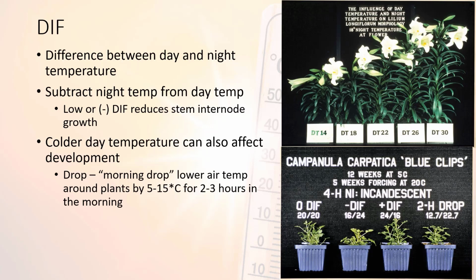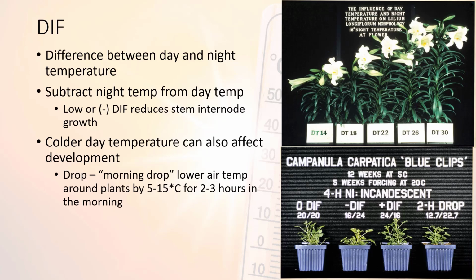And you can see the examples here. These are grown at different DIF values. And again, this is just subtracting night temperature from day temperature. So the warmer your night temperatures or colder your day temperatures, the lower this value or even a negative value is going to lead to smaller plants that you see here. Here is a 0 value. Here's a negative value. You can see how short it is. Here's a positive value, so you can see it's much taller.